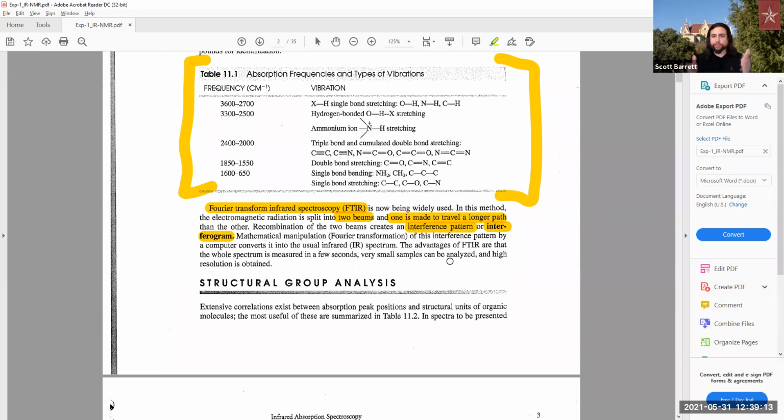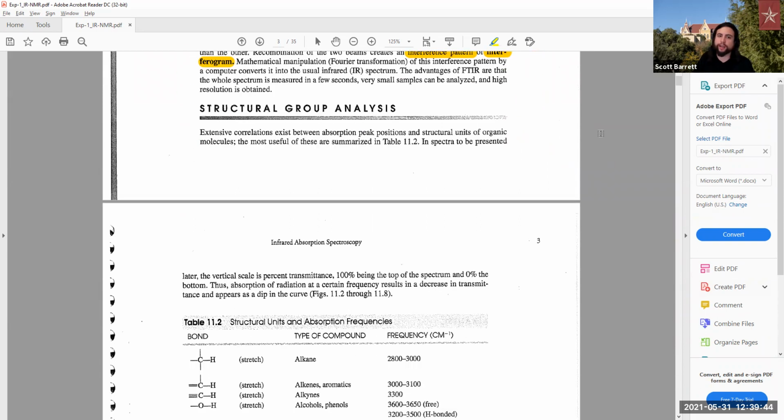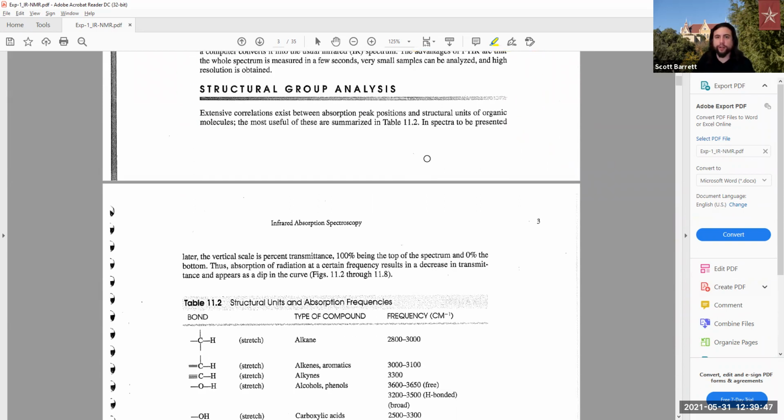And what happens is that this goes through the compound and it actually recombines at the end and creates an interference pattern, or an interferogram. And then through mathematical manipulation, which if you ever do run an IR you would be running on a software, the software will run that mathematical manipulation, which is the Fourier transform, on the interference pattern that you receive, and then you would be given your nice IR spectra for you to analyze. So fortunately, we have technology now that performs this for us after we prepare our sample, and then the machine will run this for us.